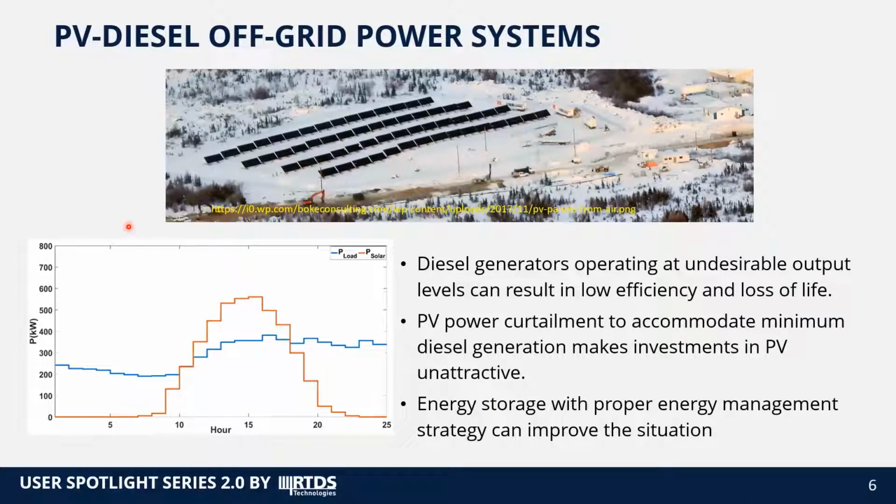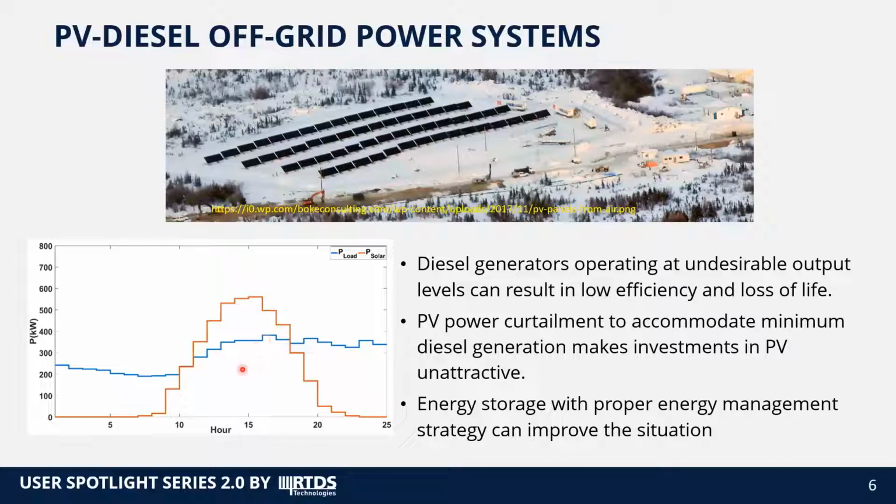However, when the system consists of only diesel and PV, there are some problems. When the load is low and the PV generation is high, diesel generators may have to operate at low power levels, resulting in low efficiency and loss of life. And sometimes when the PV generation is high, we may need to curtail the PV power output to maintain a minimum load level for the diesel generators. So that will make investments in a PV system less attractive.